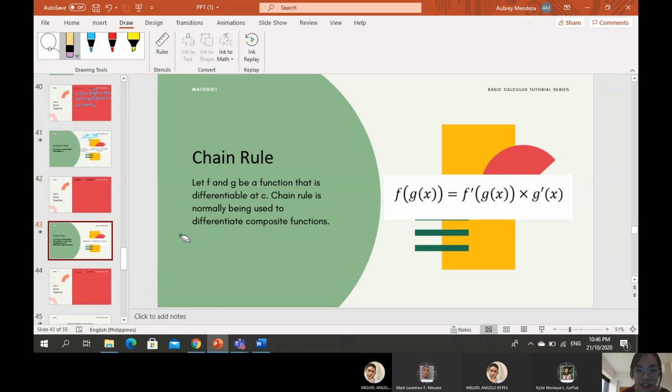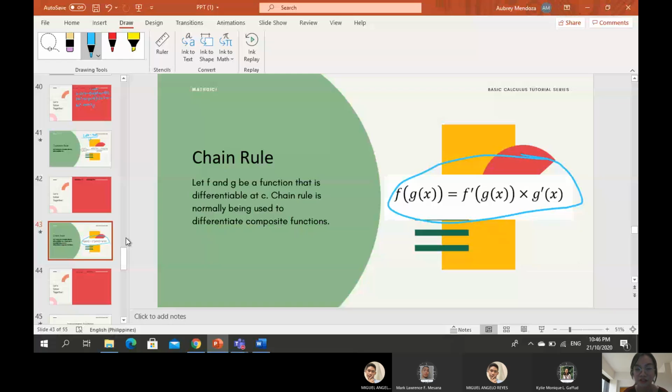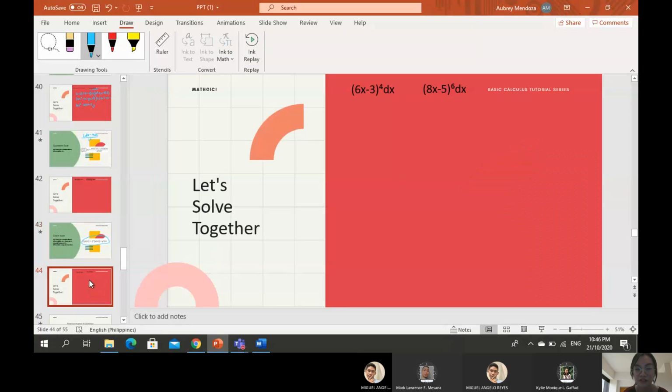So next is the chain rule. Let f and g be functions that are differentiable at c. Chain rule is normally used to differentiate composite functions. The equation of chain rule. So let's have an example. So we have here 6x minus 3 raised to 4.